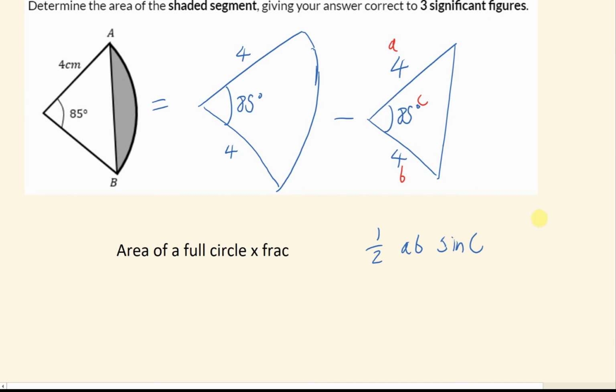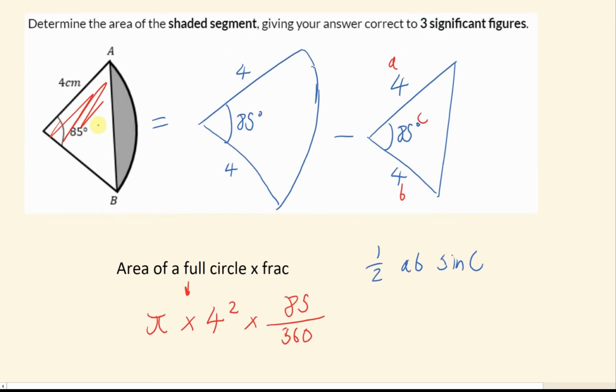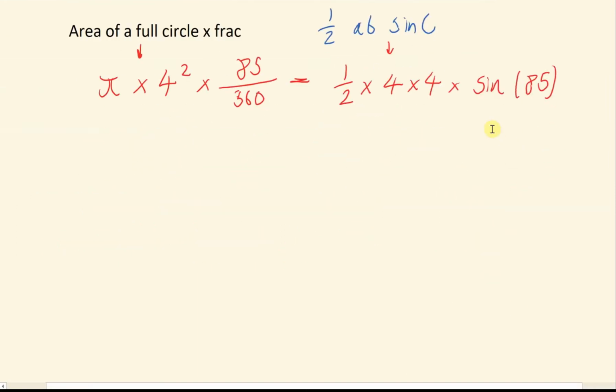Okay, let's go through this. Here, if I had a full circle, I would use the formula pi r squared, and in this case the radius is 4. Then I need what fraction of a circle I have, and we have 85 degrees out of a possible 360. If I times all that together, that will give me this area here, which is basically everything. Next, I need to take away just the triangle. So the triangle is a half times 4 times 4 times sine of 85. Then all we need to do is work that out.